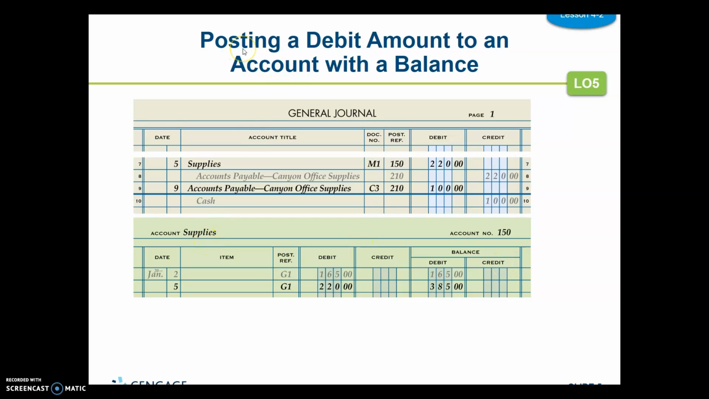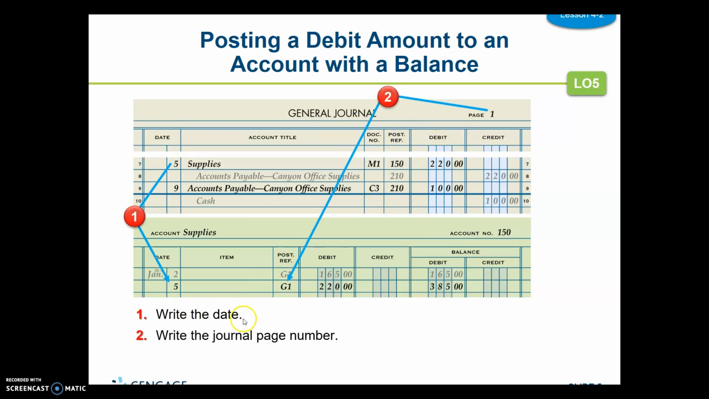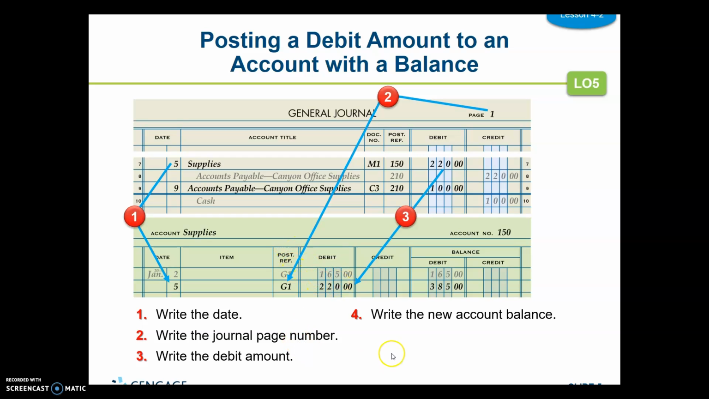This is an example of how to post a debit amount to an account with a balance already shown. This is the September 5th supplies. We still write the date, the 5th. We're still on general journal page 1. That has not changed. We write the debit amount for supplies. Right here it's showing the $220, but notice there was already an entry above that. Now we're going to write the new balance. This balance is like a running tally. At any time we have a debit and we're adding another debit, we have to add those up. Debit plus a debit still equals a debit. So 165 plus the 220 over here equals 385. And then we take that account number 150 and we plug it in to show that we have posted.